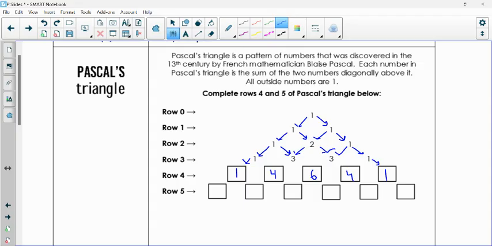Okay? So try and make row 5 and row 6. Row 6, you're going to have to make on your own.